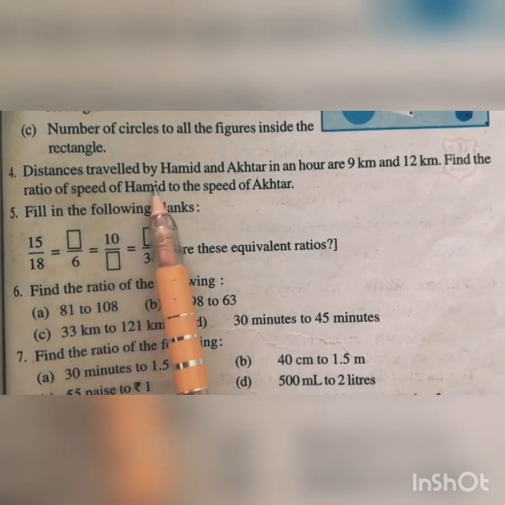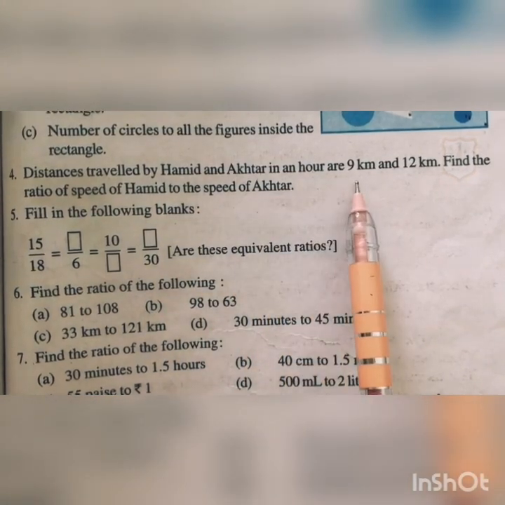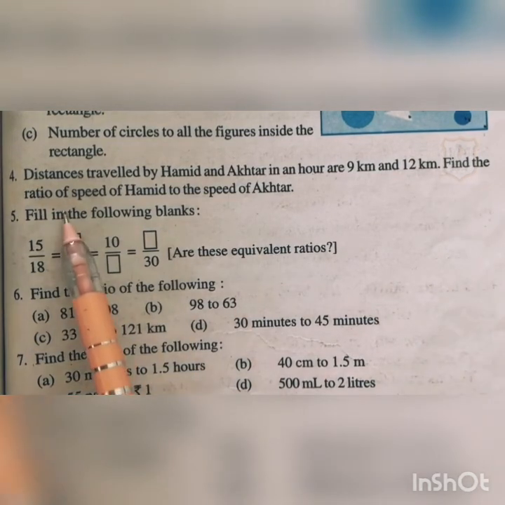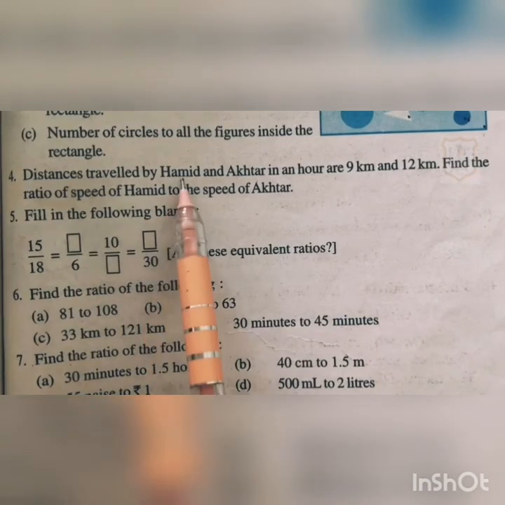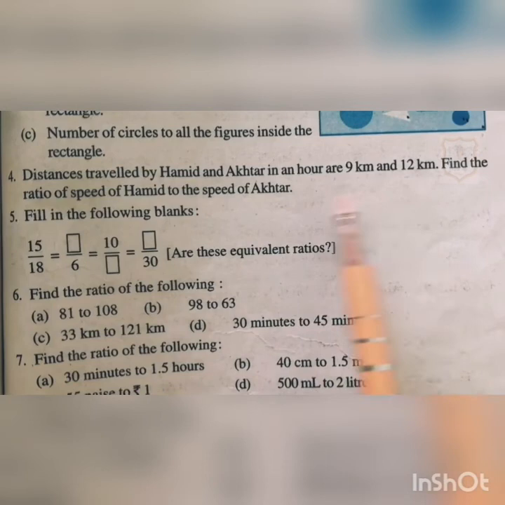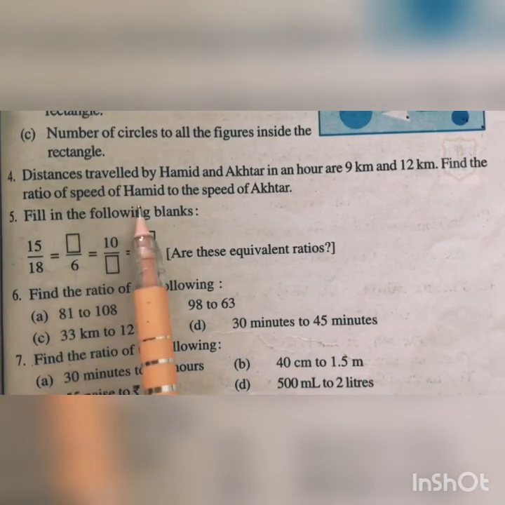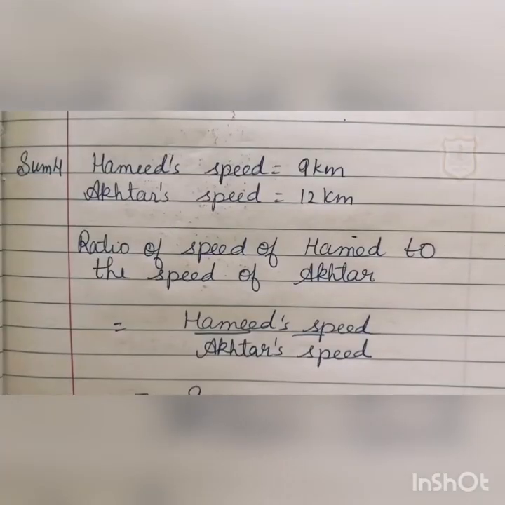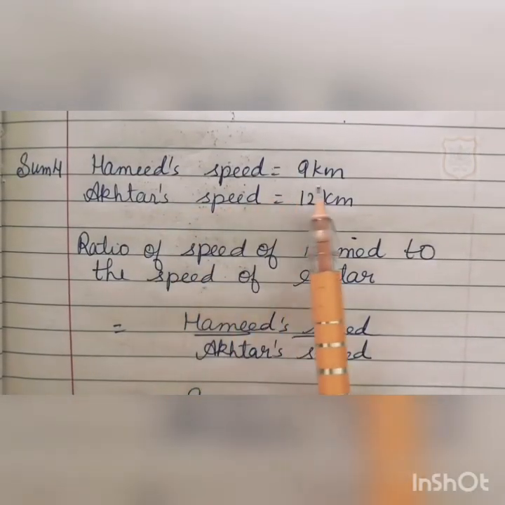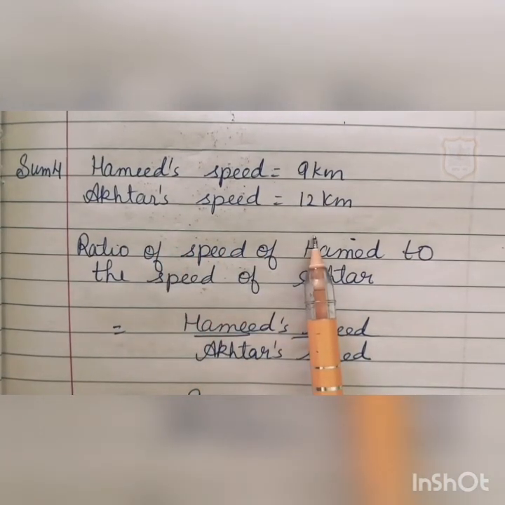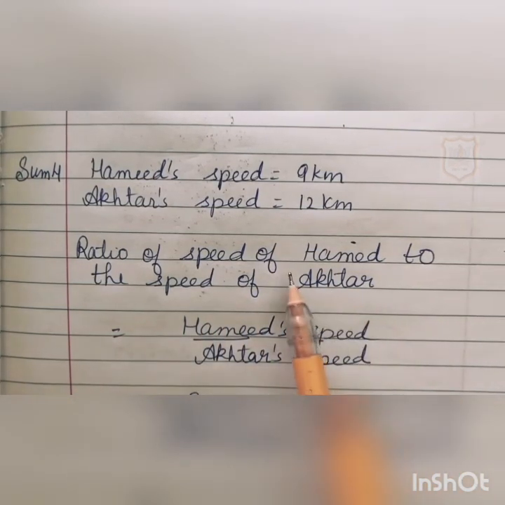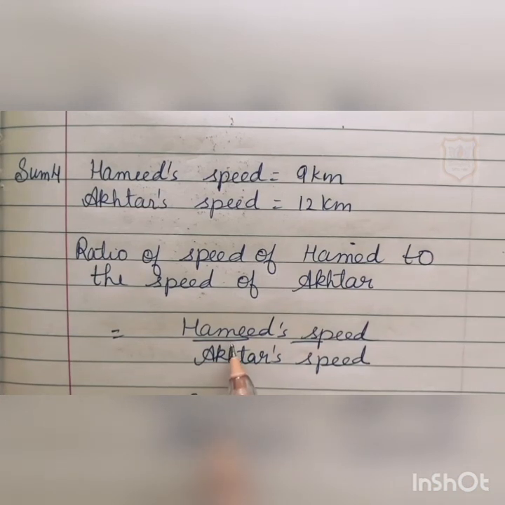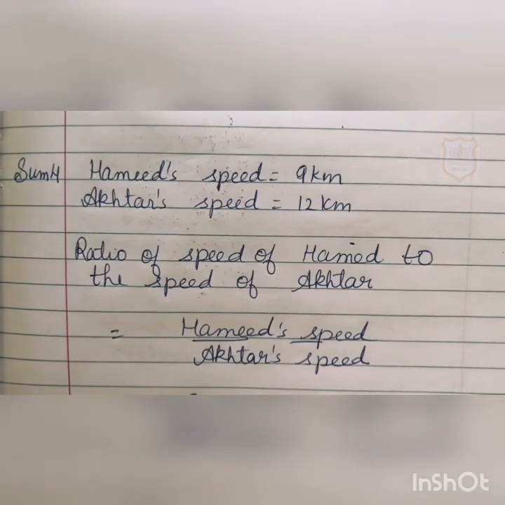Question number 4. The distances travelled by Hamid and Akhtar in an hour are 9 kilometers and 12 kilometers. Find the ratio of the speed of Hamid to the speed of Akhtar. So here children, we can see that Hamid travels 9 kilometers and Akhtar travels 12 kilometers. So we have to find out the ratio of the speed of Hamid and Akhtar. Solution: Hamid's speed is 9 kilometers and Akhtar's speed is 12 kilometers.